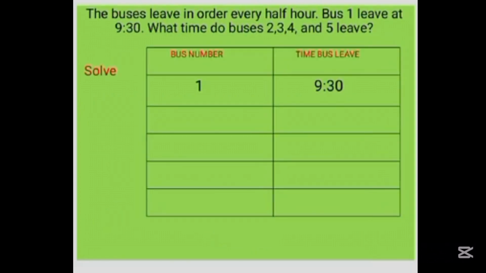Example number 1, the bus leave in order every half hour. Bus 1 leave at 9:30. What time do buses 2, 3, 4, and 5 leave? Solve.